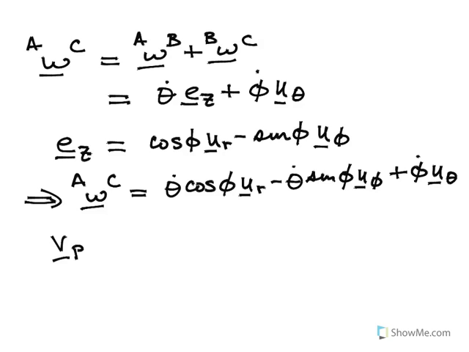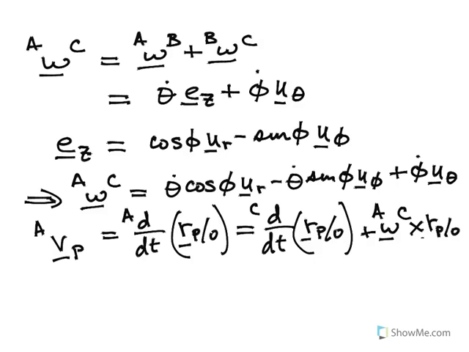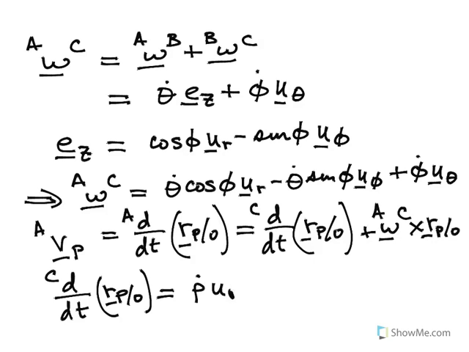So remember that the velocity of P in A is equal to d dt in A of the position of P relative to O, which is equal to d dt in C of the position of P relative to O, plus the angular velocity of C in A crossed with the position of P relative to O. Now, given the fact that I've just decomposed it again using the transport theorem, what is d dt in C of the position of P relative to O? Well, that's equal to rho dot times UR, because I don't have anything else going on in frame.